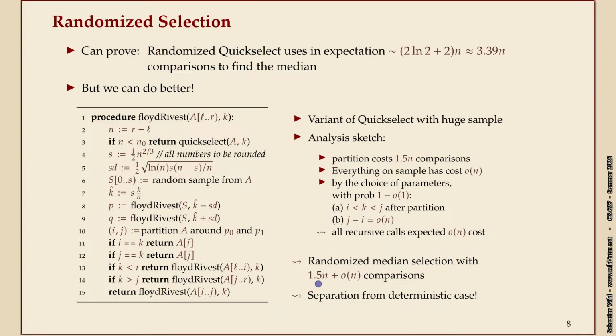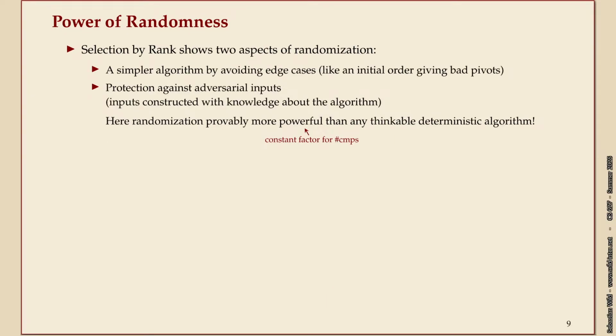Okay. So at least in terms of this constant factor of the number of comparisons, randomization gives you strictly more power. And here, I guess you can see it as you take away power from the adversary to make you pay extra comparisons by hiding your next steps.